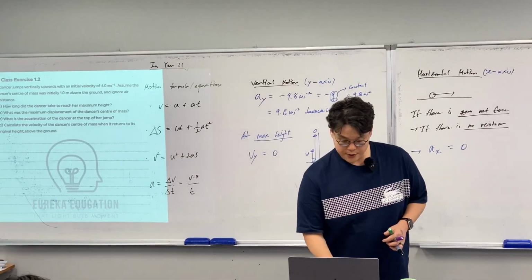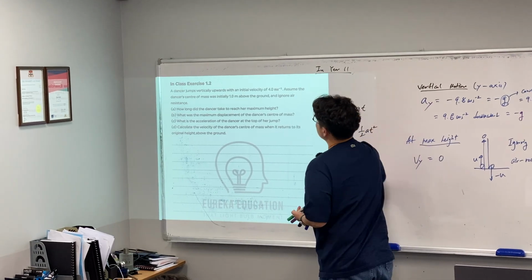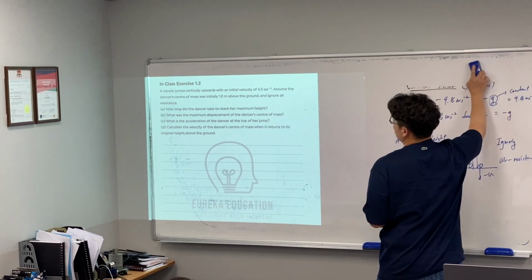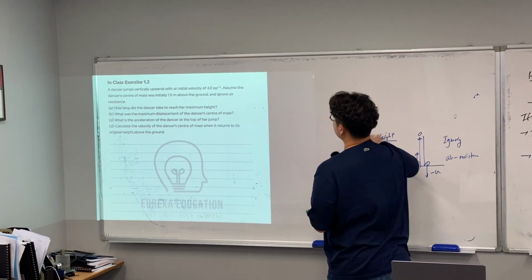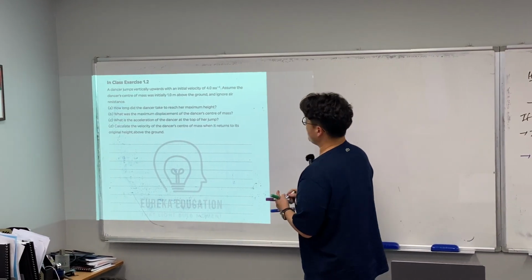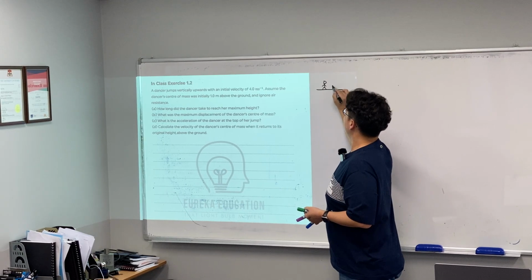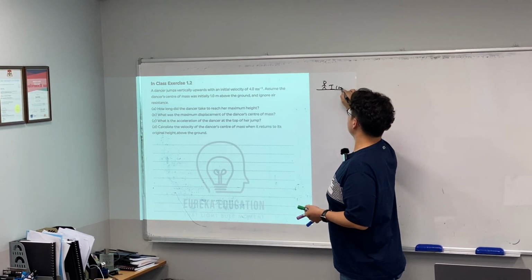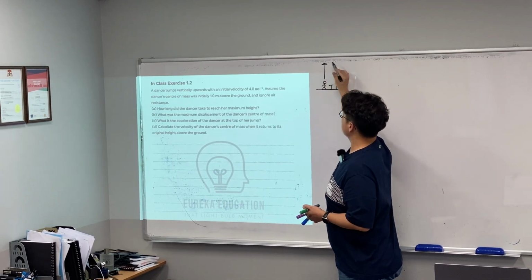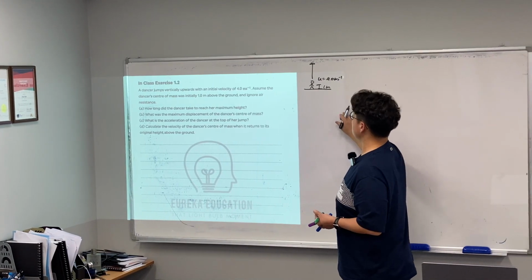It's kind of a warming up question, so let's do it. A dancer jumps vertically upwards with an initial velocity of 4 meters per second. Assume that the dancer's center of mass was initially 1 meter above the ground and ignore the air resistance. What I recommend for all these questions is to draw a diagram. We have the dancer, his center of mass is 1 meter above the ground, and he's jumping vertically upwards with the velocity u of 4.0 meters per second like this.